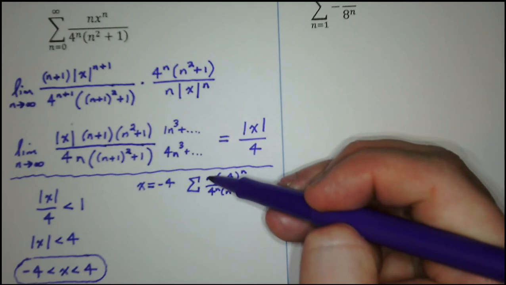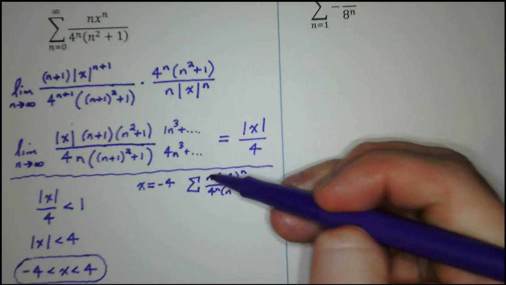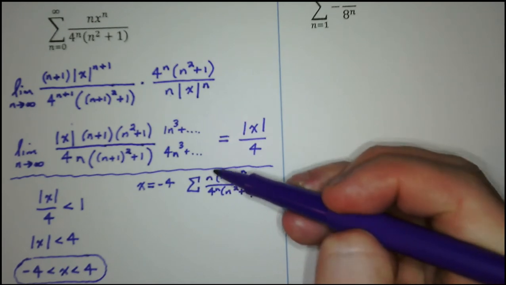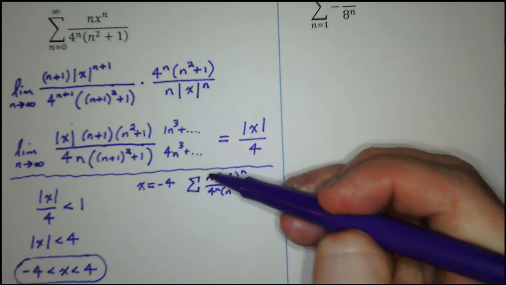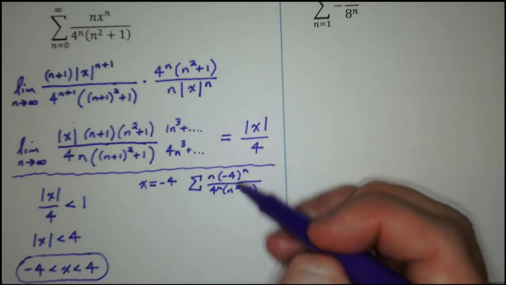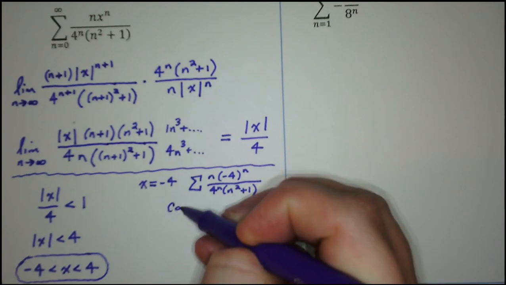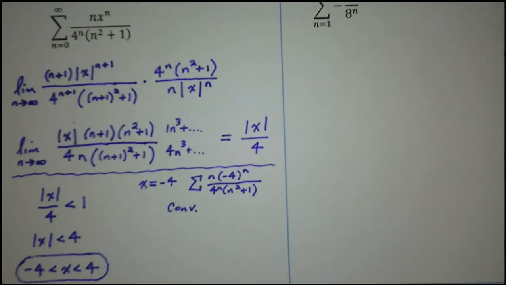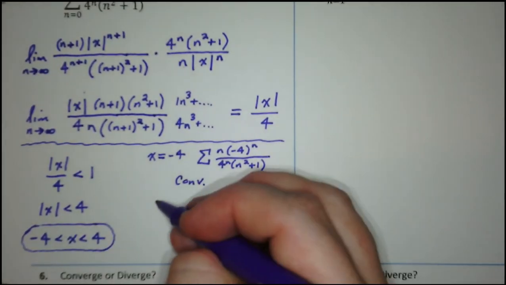Remember how that works? Focusing on just the n over n squared plus 1, is that always getting smaller, and is that approaching 0? Just the terms, n over n squared plus 1. Yes. So this actually converges by the alternating series test.